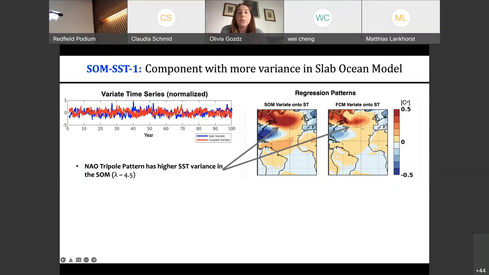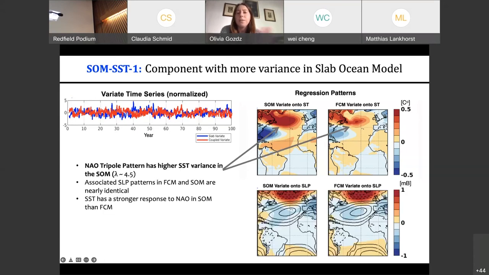You can regress these two time series onto surface temperature to get a spatial map of what the spatial characteristics look like. So essentially, this is what happens when you take the slab variate and regress it on surface temperature, and it looks a lot like the NAO tripole pattern. You can do the same for the fully coupled model. And as you can see, the variance difference between the two models is reflected in the pattern. In fact, the slab ocean model has 4.5 times more variance than the fully coupled model in this mode because the discriminant ratio equals about 4.5.